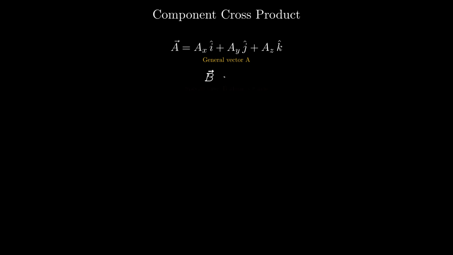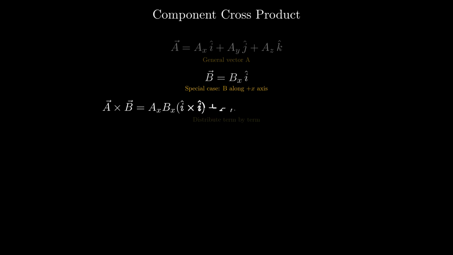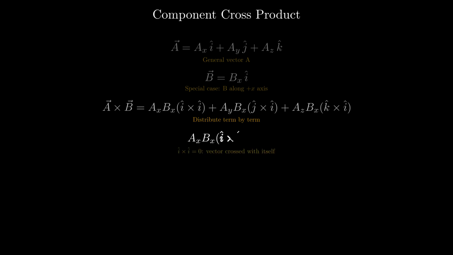Suppose vector b points along the positive x-axis, so b equals b sub x times i hat. Meanwhile, vector a keeps all 3 of its components. Now distribute the cross product term by term. The first term, a sub x times b sub x times i hat cross i hat, vanishes because a vector crossed with itself is 0.